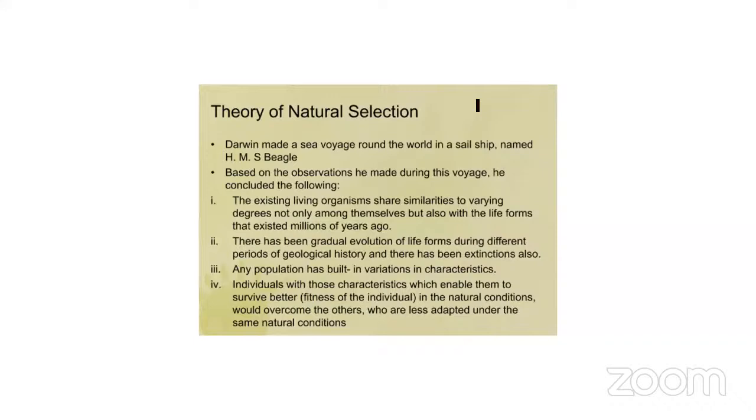There has been gradual evolution of life forms during different periods of geological history, and tree has been existent also. Any population has built-in variation in characteristics. Individuals with those characteristics which enable them to survive better, fitness of the individual in the natural condition, would overcome the others who are less adapted under the same natural condition. Okay, thank you, Nuhu Sayyad. Fine.